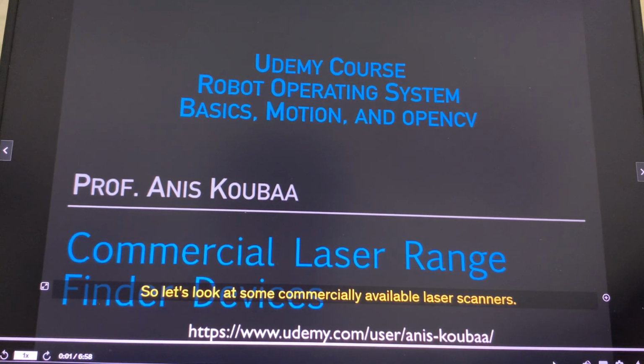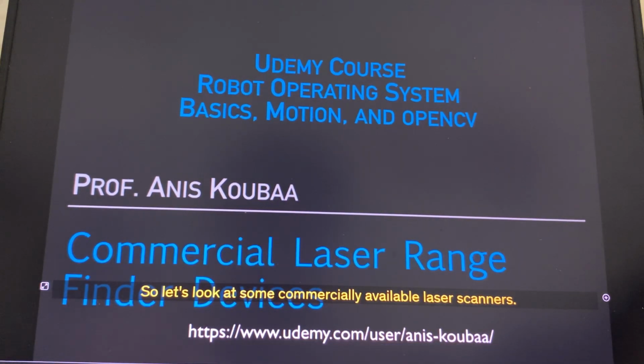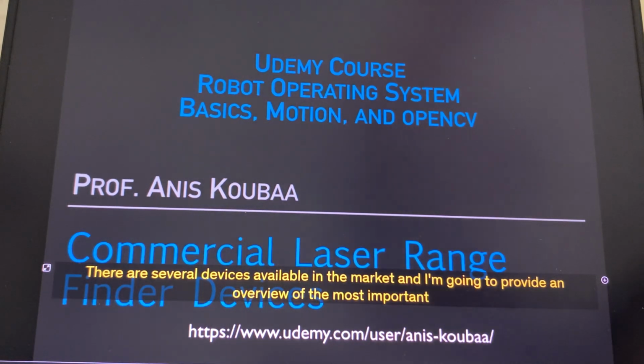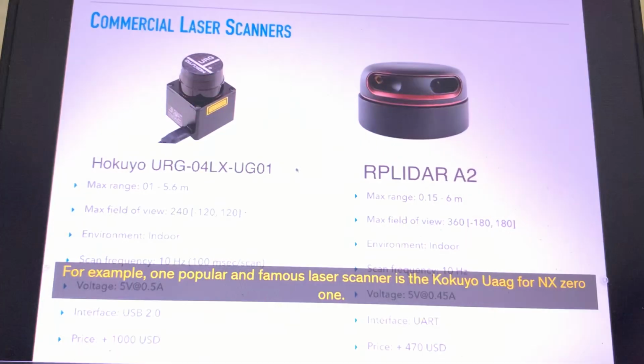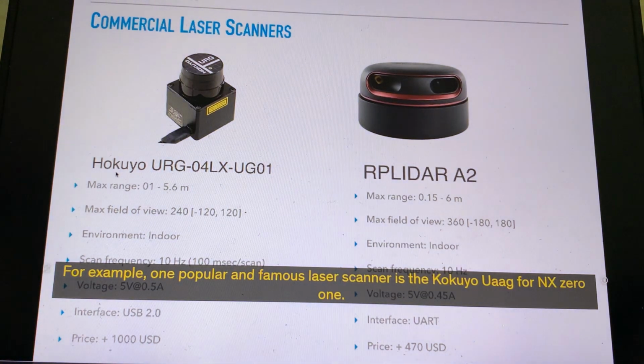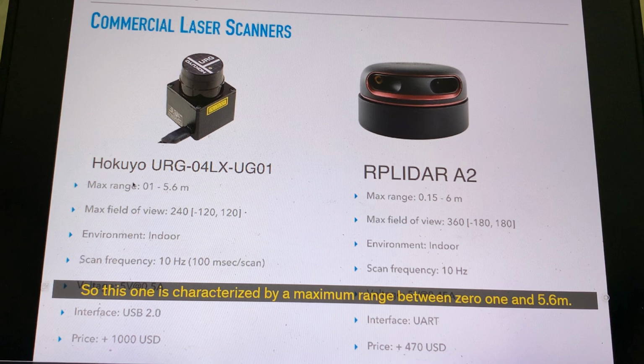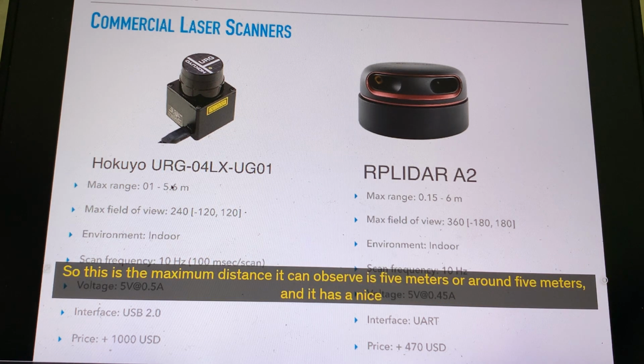So let's look at some commercially available laser scanners. There are several devices available in the market, and I'm going to provide an overview of the most important ones that are used in ROS-enabled robots. For example, one popular and famous laser scanner is the Hokuyo URG-04LX-UG01. This one is characterized by a maximum range between 0.1 and 5.6 meters. So the maximum distance it can observe is around 5 meters.